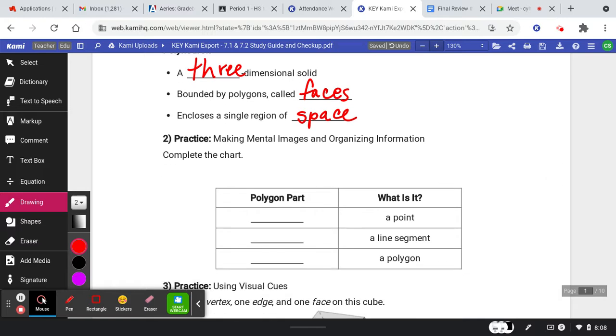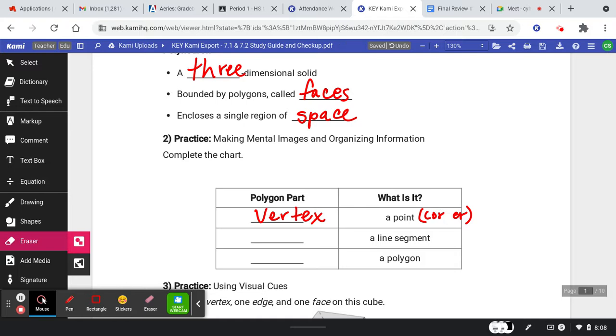Okay, making mental images and organizing information. Let's complete this little chart. The parts of the polyhedron that we need to remember. We've got the vertex, which is a point. Some of you might think of it as a corner. And then we've got the edges of the polyhedron, and that's a line segment. And then we've got the faces.